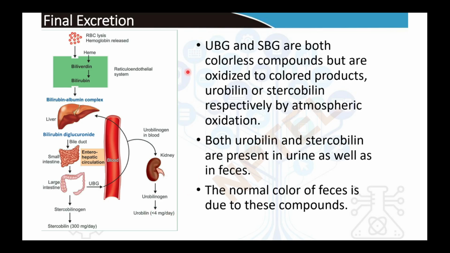Okay, so UBG, that is urobilinogen, and SBG, that is stercobilinogen, are both colorless compounds, but they are oxidized to colored compounds, urobilin and stercobilin, respectively. So urobilin has a yellowish color that gives the yellow color to your urine, and stercobilin has a brownish color that gives the color to the feces.